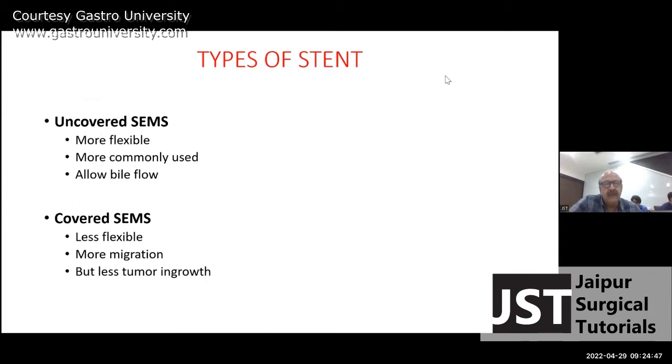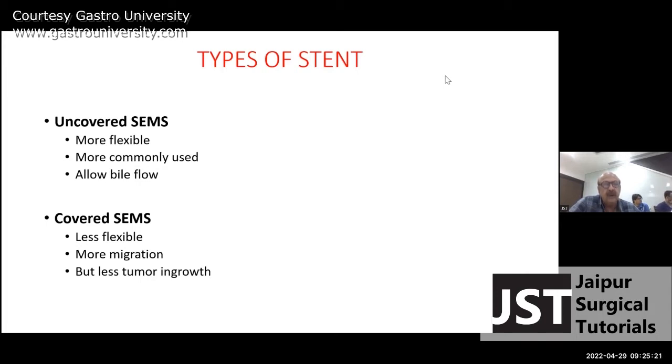Now, the types of stents used in such situations are uncovered or fully covered. The uncovered are more flexible, more commonly used, and they even allow bile flow, because these stents may obstruct the papilla. So it should be an uncovered stent which we use, because you should not be palliating the outlet obstruction but at the same time causing a biliary obstruction.